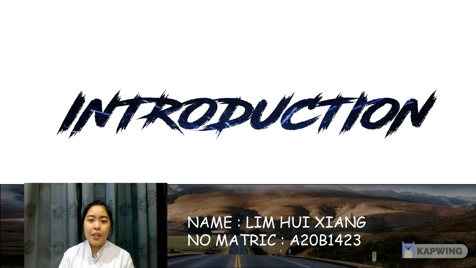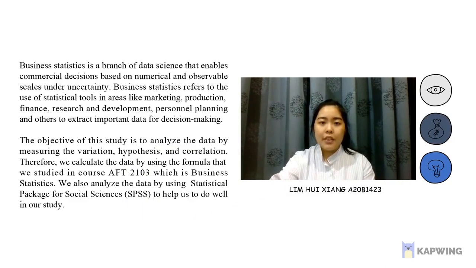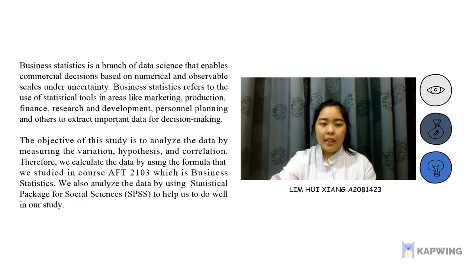Now I would like to present the introduction of Assignment Business Statistics AFT 2103. The topic that we have selected to study is how the fuel consumption of vehicle per 100 kilometers will affect the travel distance and the total number of engine cylinders. We take data from an online database so that we can save the time that is spent on collecting data.